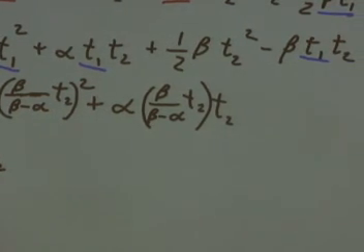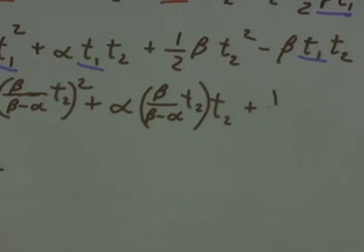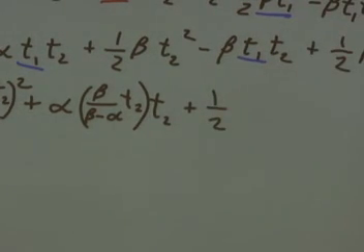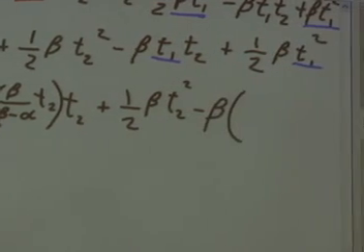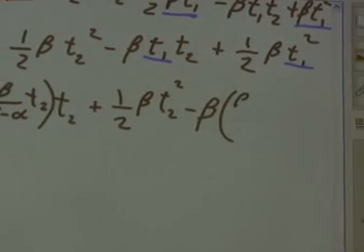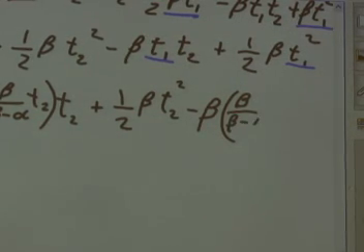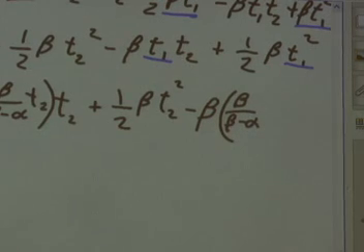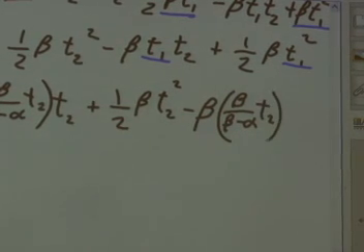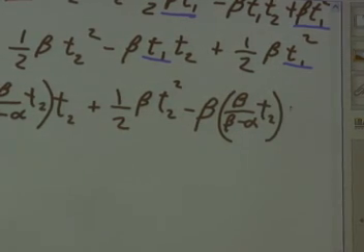Next, we'll have 1/2 beta T2 squared. Nothing to substitute there. Next, we'll have minus beta. Then we're going to substitute again beta over beta minus alpha T2 times the T2 that was beside the T1.